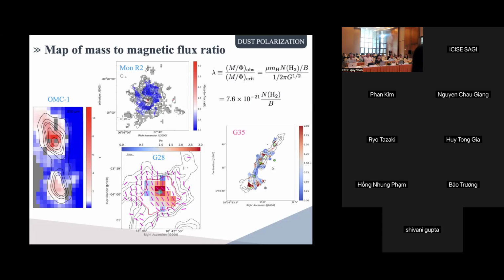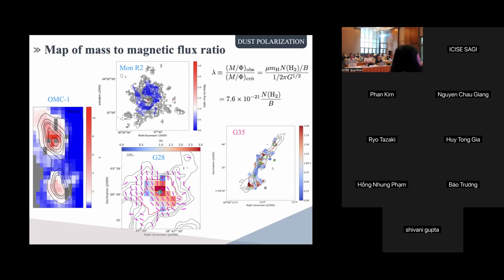And this is the mass-to-flux ratio. We needed to calculate the magnetic field strength to discuss the relative importance of the magnetic field compared to gravity. So this value is the critical value. We assume that for a magnetized disk, the magnetic field and gravity are equivalent. And this is the observed value. Our observed value is larger than the critical value. It means gravity is more dominant.